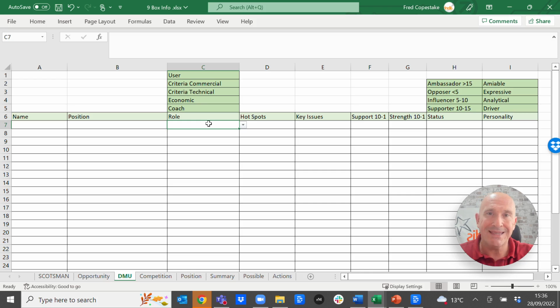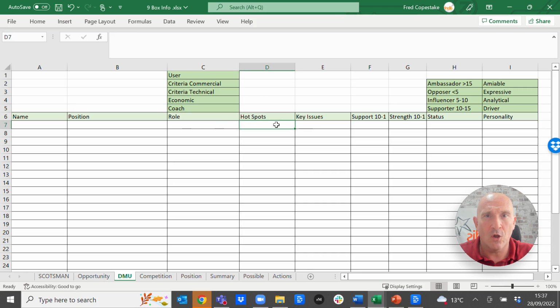We're not calling them a decision maker because everybody's coming together in the decision making unit to have some kind of influence on whether the decision is made or not. And the coach, somebody who's going to help us to work our way through the business and what it is we're trying to achieve. We now come to hotspots and key issues.